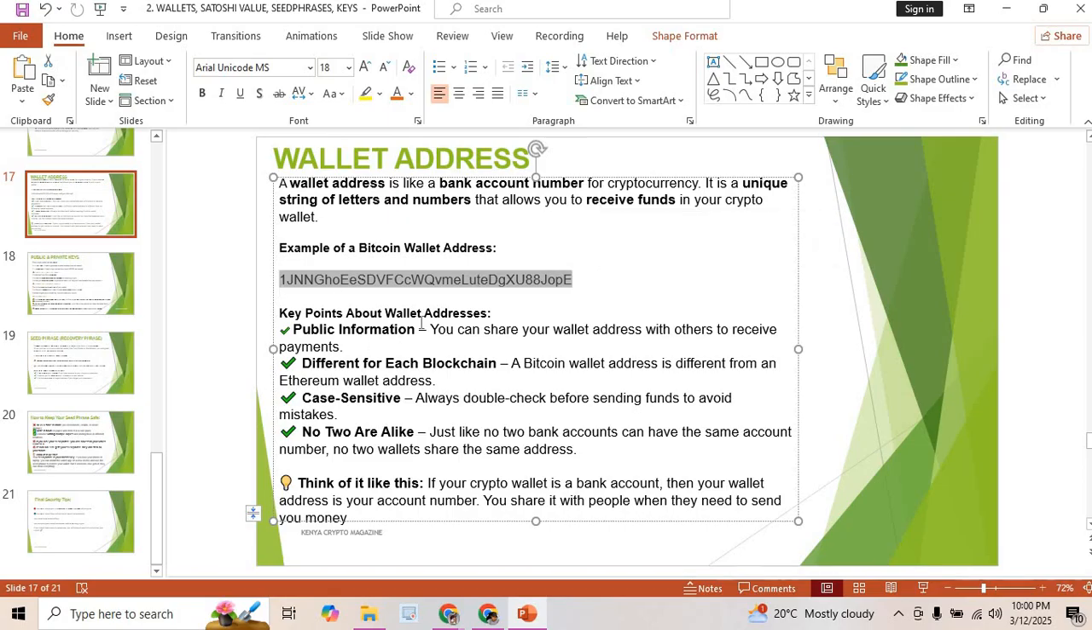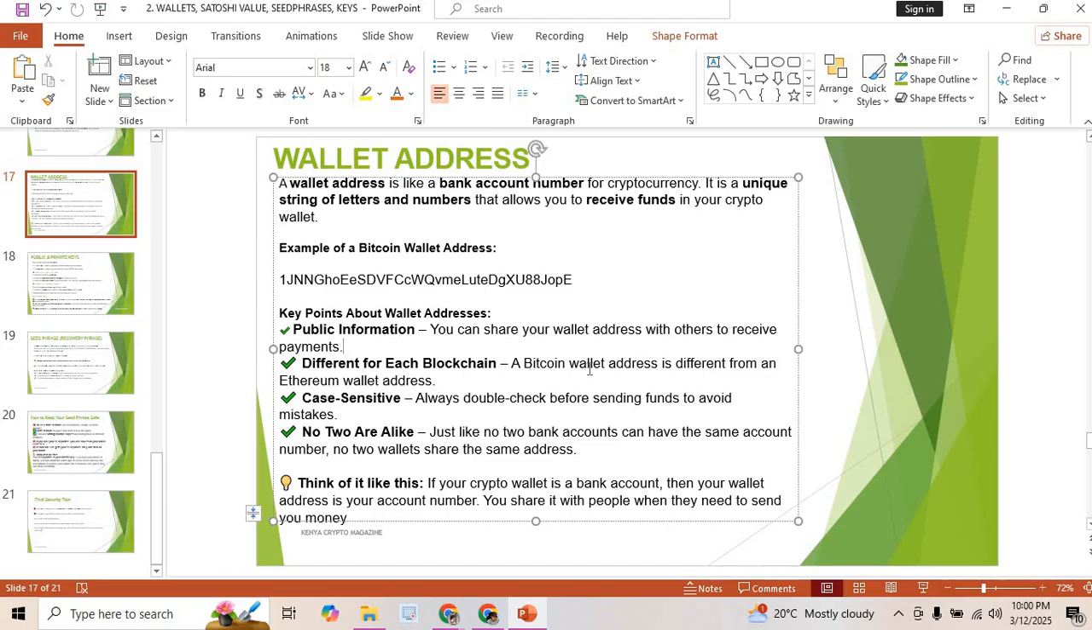So, key points about wallet addresses. They are public information. You can share your wallet address with others to receive payments. It's just like a bank account. If I want to send you money to Equity, I'll ask you for your bank account number. So just the same thing. If I want to send you Bitcoin, I'll ask you for your Bitcoin wallet address. If I want to send you USDT, I'll ask for your USDT wallet address. Maybe you're using the BEP20 network or whatever, but it will be a USDT wallet address.